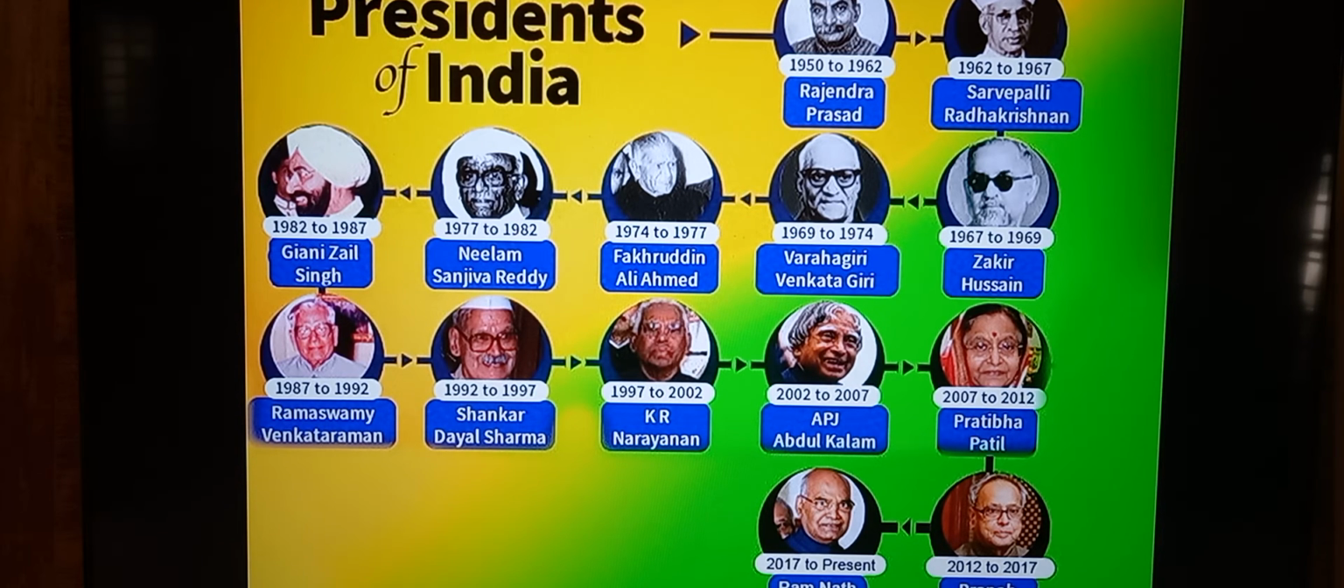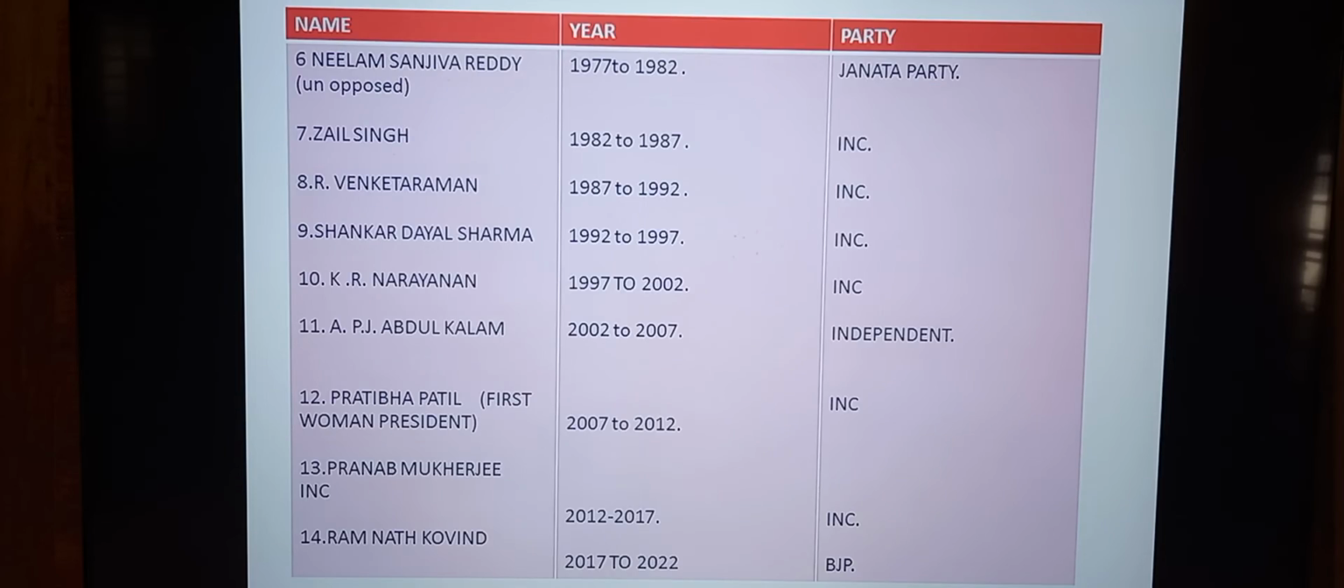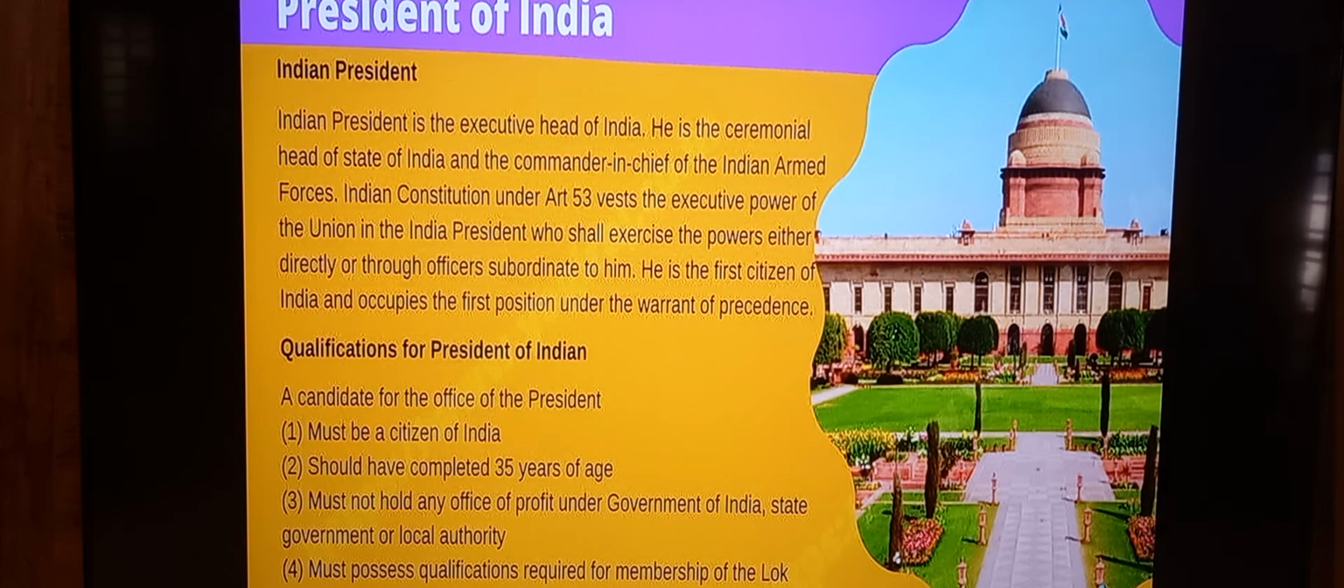Starting from Dr. Rajendra Prasad, Sarvepalli Radhakrishnan, Zakir Hussain, V.V. Giri, Fakhruddin Ali Ahmed, Neelam Sanjeeva Reddy, Gyani Zail Singh, R. Venkataraman, Shankar Dayal Sharma, K.R. Narayanan, APJ Abdul Kalam, Pratibha Patil, Pranab Mukherjee, Ramnath Kovind, and now we have Draupadi Murmu. These are the list of presidents of India. Their name, year, and party are here. But let's check out what the qualifications are.